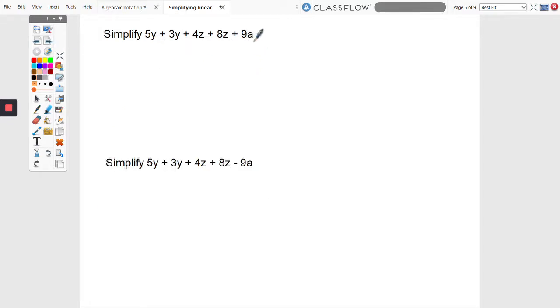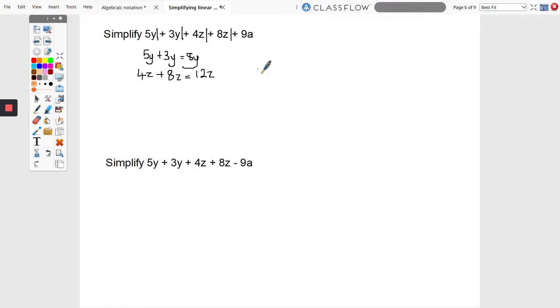Now I'm going to introduce a third variable, a. So now I've got three variables. I've got y, z and a. So again, I'm going to put a line before each sign in this expression. And this expression is 5y, add 3y, add 4z, add 8z, add 9a. So I'm going to do my y's first. 5y add 3y is equal to 8y. And then I have positive 4z, add 8z, and that will give me 12z.